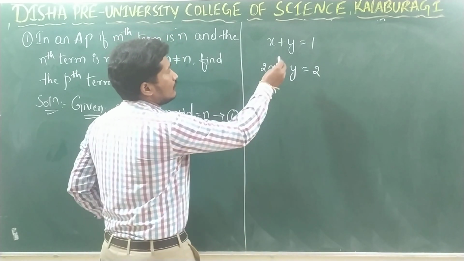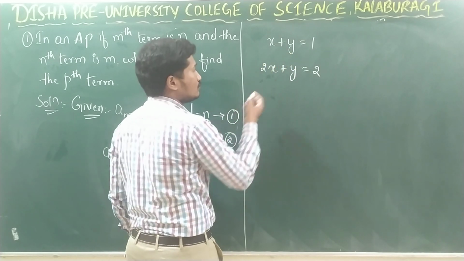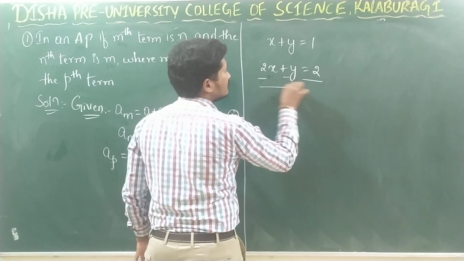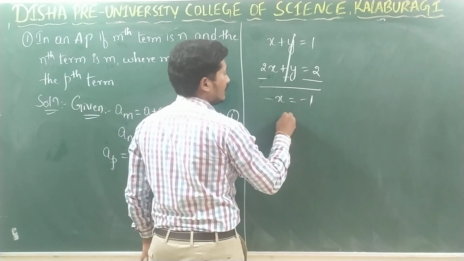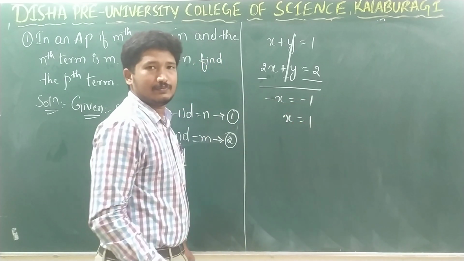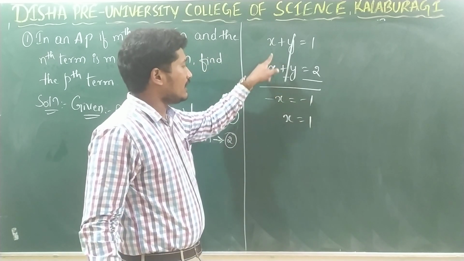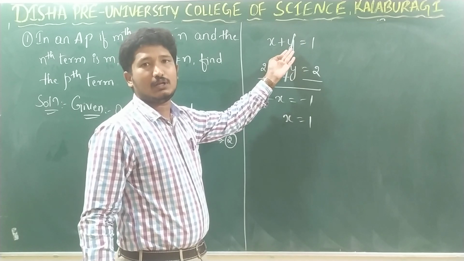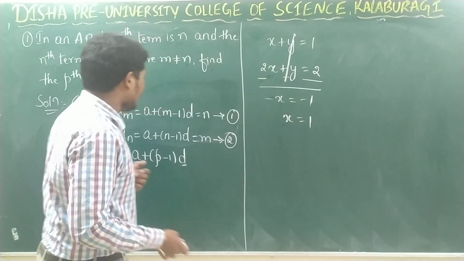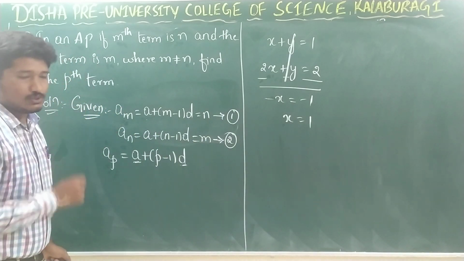So, see here. Already the coefficient of y is same in both the equations. So what you will do? You will change the sign, cancel this. This will be minus x, this will be minus 1. So x is equal to 1. The obtained value of x you used to put in any one of these equations and you are obtaining the value of y. So in the same way, we will also solve these two equations. Right? So let us solve that.